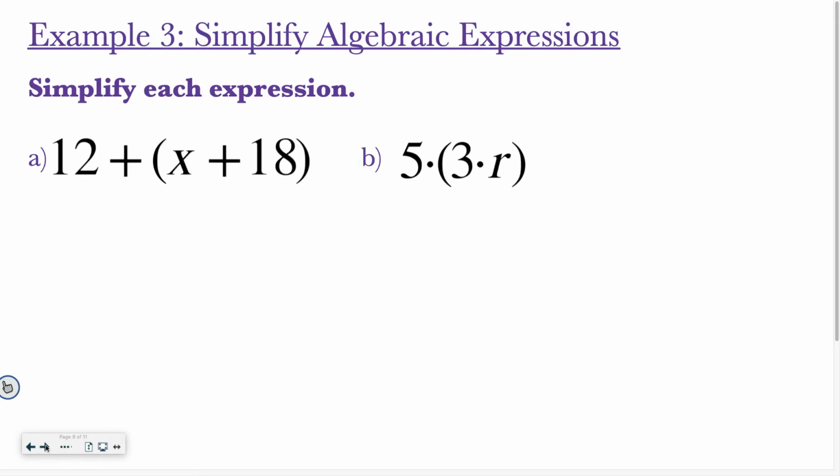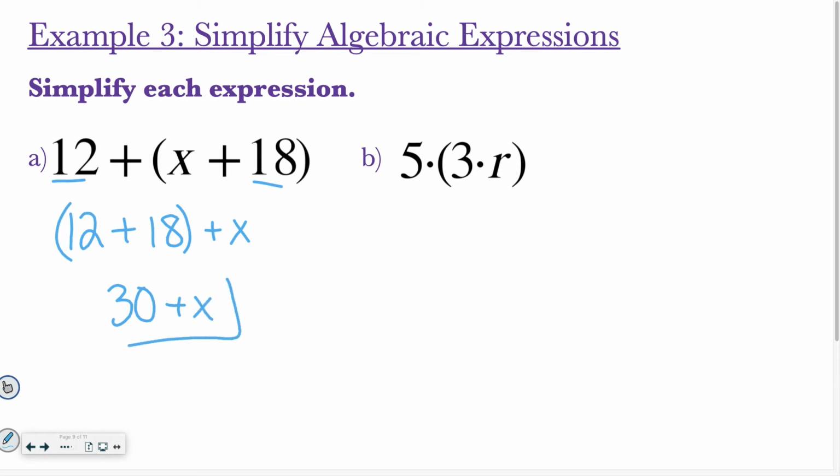All right, example 3, simplify each algebraic expression. So if we look, I have in letter A 12 plus the quantity of x plus 18. I can't add x and 18 together because I don't know what x is. But 12 and 18, I could add those together and I would know what those were. So I'm going to change the order that it's written, and I'm going to group my regular numbers together. So 12 plus 18 is 30 plus x. And that is my final answer for that problem.